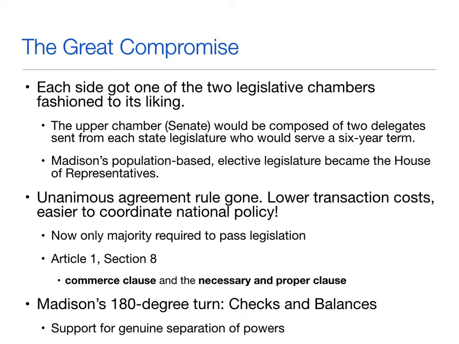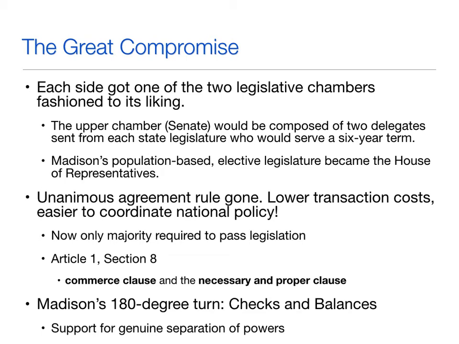So you'd have some stability in the upper chamber in terms of how long people are in office and how much time you'd have between elections. You'd also have a lower chamber, which represented Madison's directly elected chamber of people, where the number of seats allocated to states was directly proportional to its share of the country's population. And the unanimous agreement rule was gone. To pass laws, you didn't need unanimous agreement. Nothing in this compromise would require unanimous agreement.